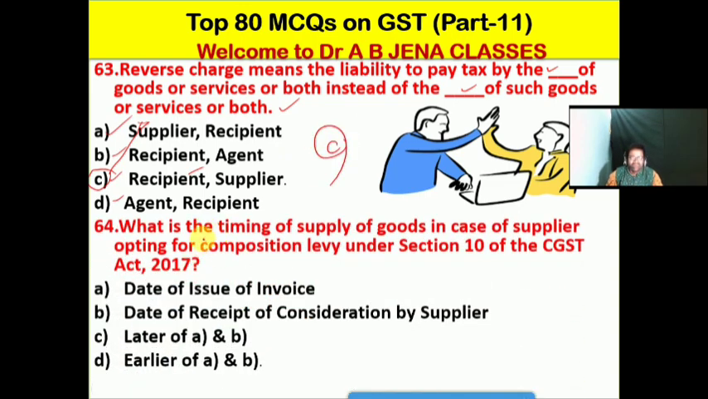So next one MCQ, what is the timing of supply of goods in the case of a supplier opting for a composition levy under section 10 of the CGST Act 2017?